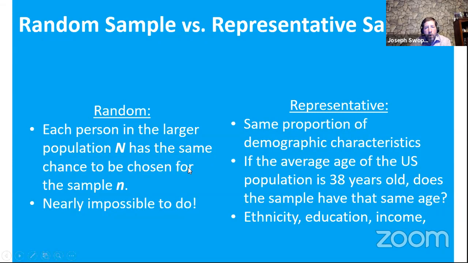For random sample and representative sample, let's compare them. Okay, a random sample is when each person in the larger population, and the abbreviation there is a capital italicized N, has the same chance to be chosen to be in the sample. Okay, it's nearly impossible to do. So let me give you a few examples. If you are a junior or senior in high school, and you are going to do a research study and you need 50 people, well, where are you going to get them from? Chances are you're going to ask your friends, or if you're going to post it online, by definition, that's going to be limited by your social media circle of friends.